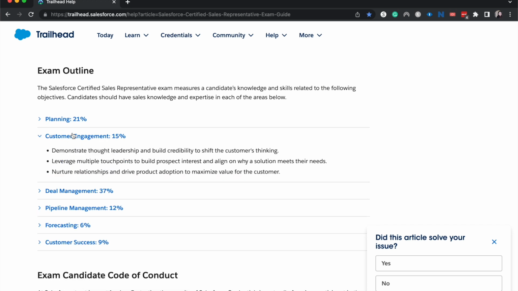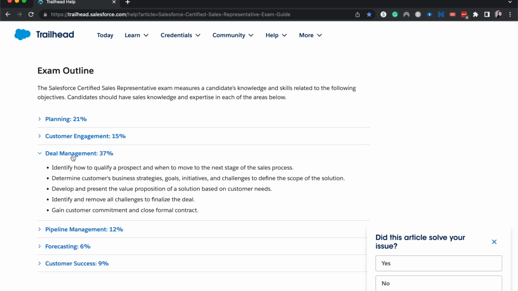Now let's jump into customer engagement. So again, there's probably going to be a lot of crossover here. It's going to start off by talking about how to shift the customer's thinking, how to leverage touch points. So this might be reaching out and building relationships with multiple team members, and then also nurturing relationships to drive product adoption. So it's going to talk about different things that you can do, different meetings that you can have to help drive adoption, which is going to cross over with customer success a little bit. How to ask certain questions to help shift your customers' thinking, as well as to understand their business solution or business scenarios, as well as how to position your product to solve those business solutions. So that's going to be customer engagement at 15%.